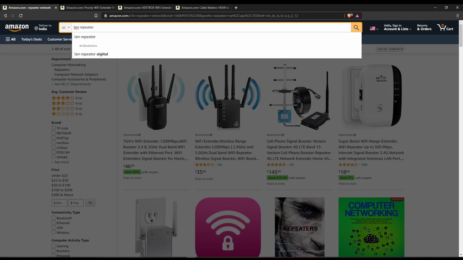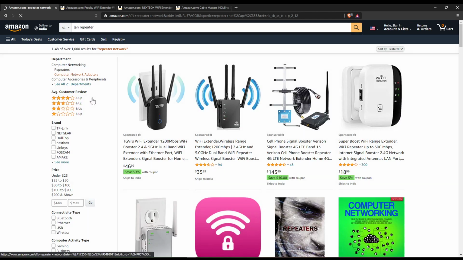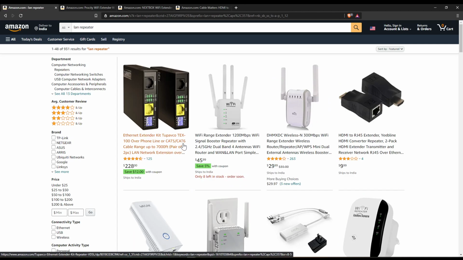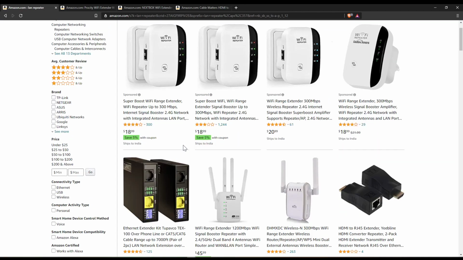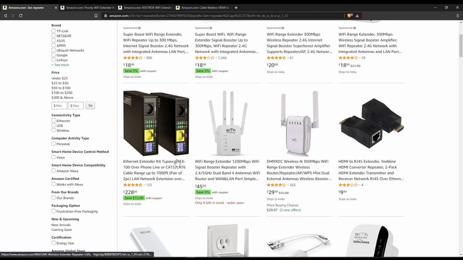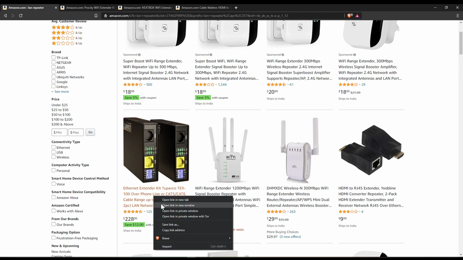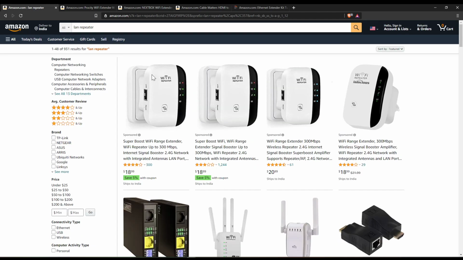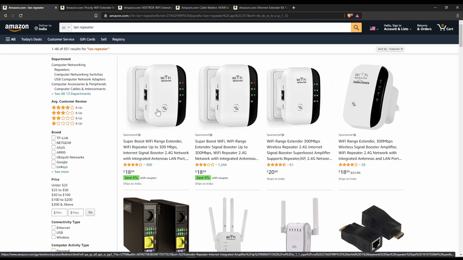Nowadays, this one I'm using. So we use repeaters only when the distance is far away. Otherwise, we don't need repeaters, right? Let's say you see this one, this is a Wi-Fi repeater or a wireless repeater. It is called a Wi-Fi repeater, 300 Mbps.